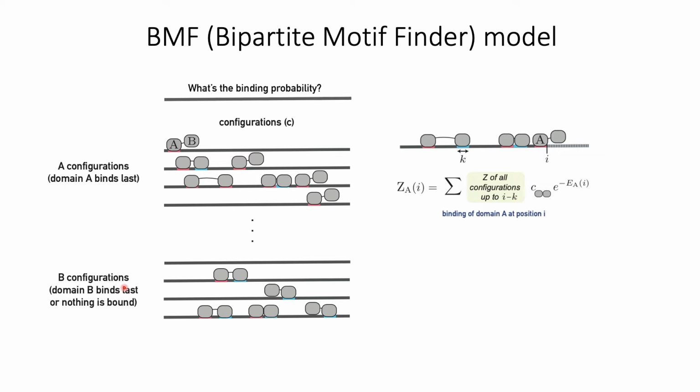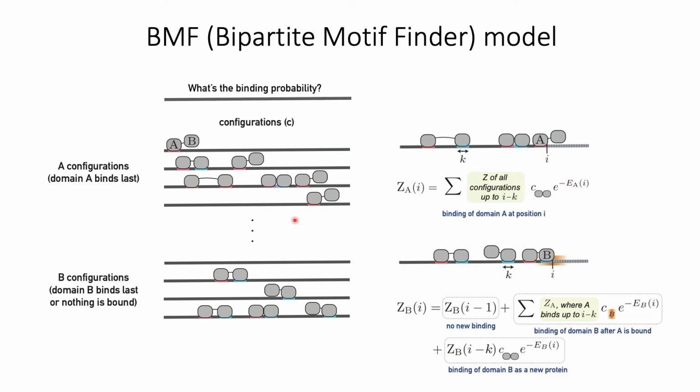For the A class, calculating the probability up to position I means that we sum up all configurations up to position I minus k, their probabilities, and then multiply that with the probability of the current domain A binding, which is, according to Boltzmann's law, its concentration times the exponential of its binding energy.